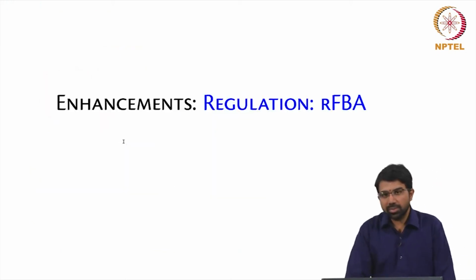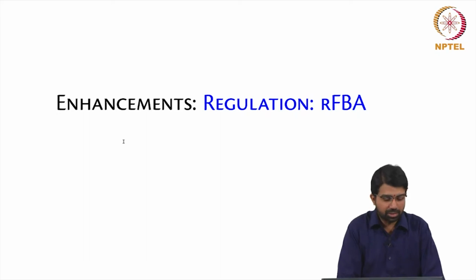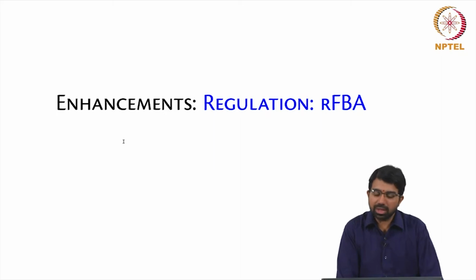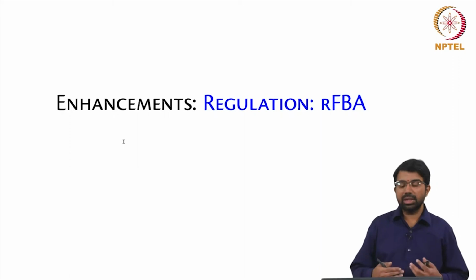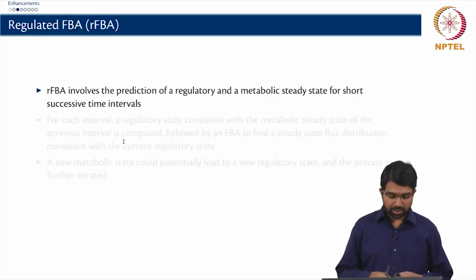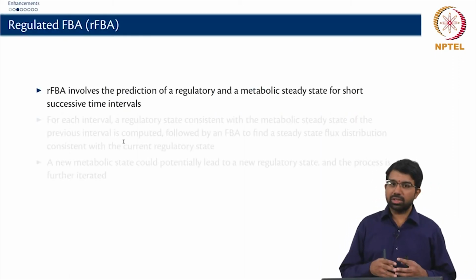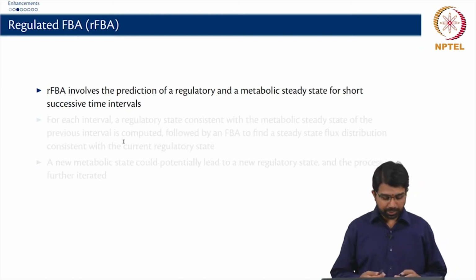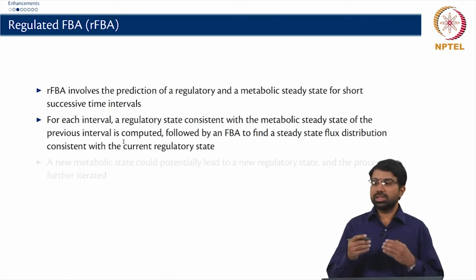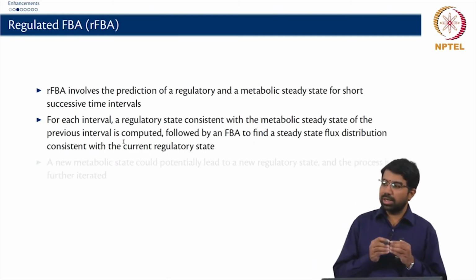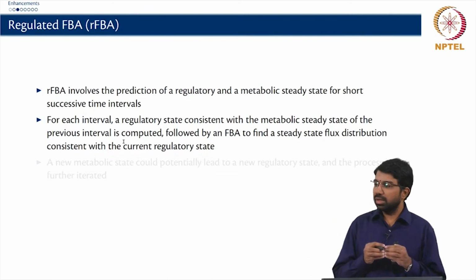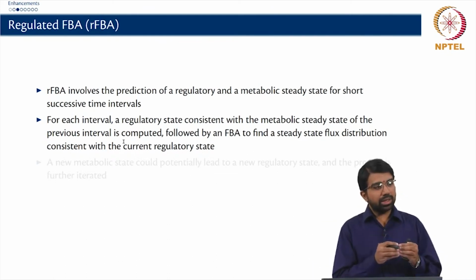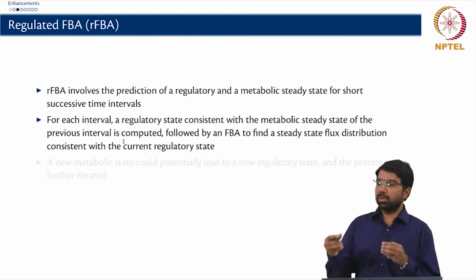So, let us first look at RFBA, the classic approach. RFBA is over 15 years old and it was one of the first methods proposed and a pretty elegant method as well to take care of regulatory constraints during flux balance analysis. RFBA involves the prediction of a regulatory and a metabolic state for successive time intervals. For each interval, you essentially start with a particular regulatory state like your initial condition, and assuming that regulatory state you compute a new metabolic state.